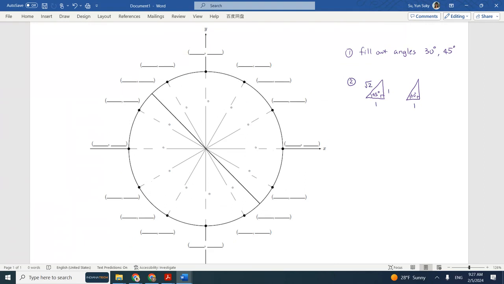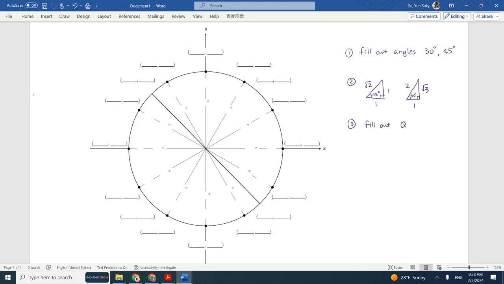How about the 60-degree triangle? The bottom side is always 1. This is 1, and then this is, what is that? 2. And then the remaining side is square root of 3. Okay, so hopefully with this you can figure out the first quadrant. And then the other quadrants. So fill out the first quadrant.